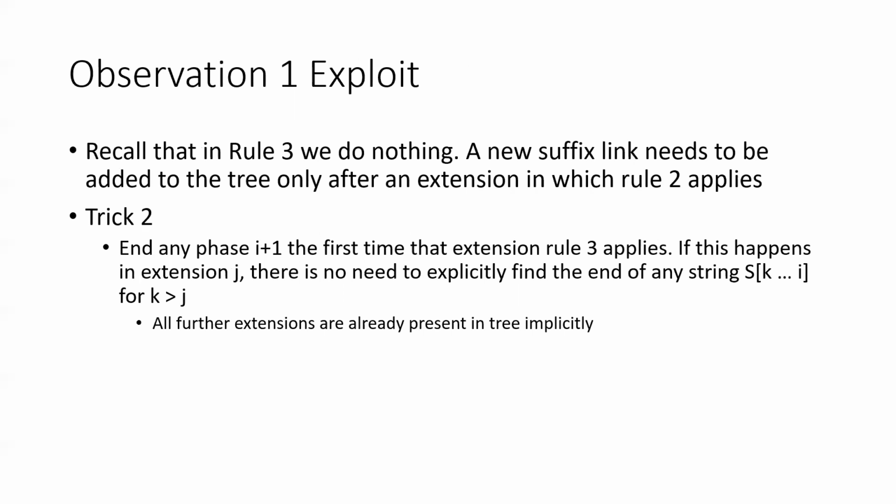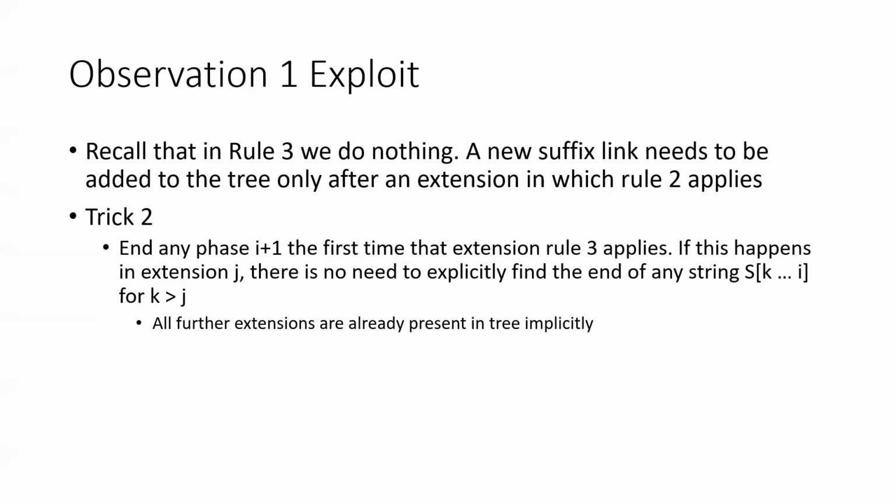Okay, maybe I was getting a little bit ahead of myself. Remembering that we do nothing in rule 3, a new suffix link needs to be added to the tree only after an extension in which rule 2 applies, right? Because rule 2 is adding a new leaf edge and potentially also creating a new node, right? And that's only in rule 2, right?